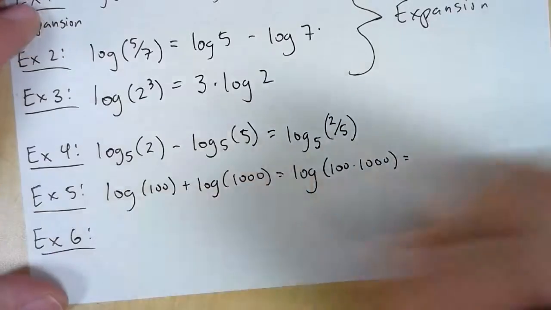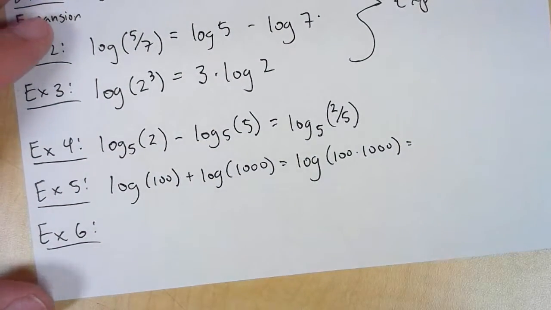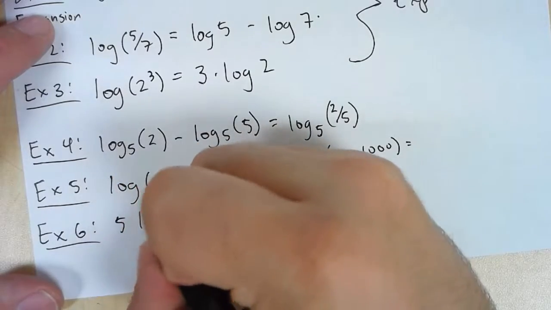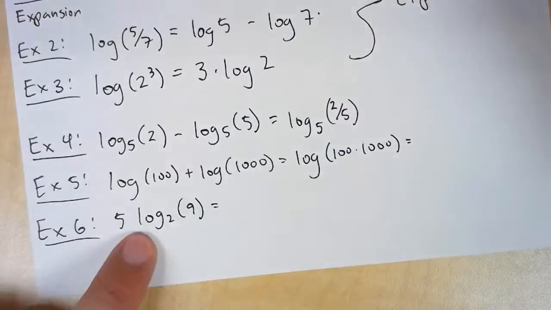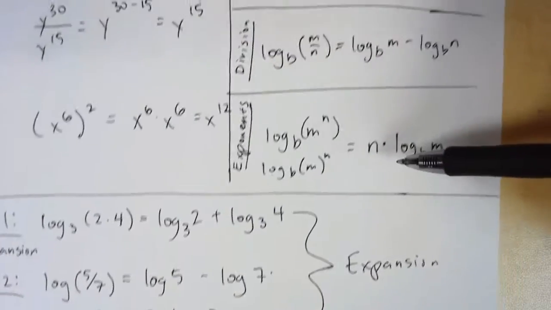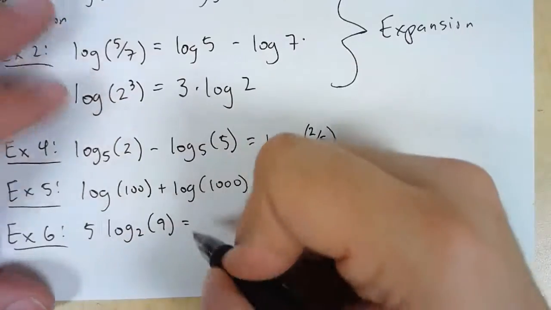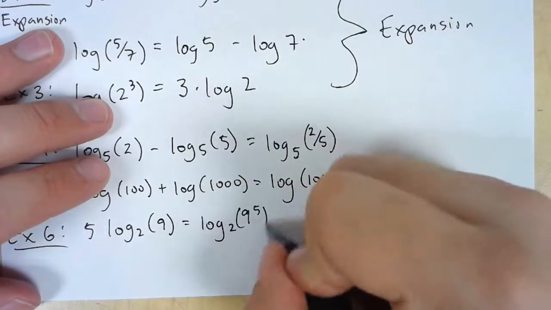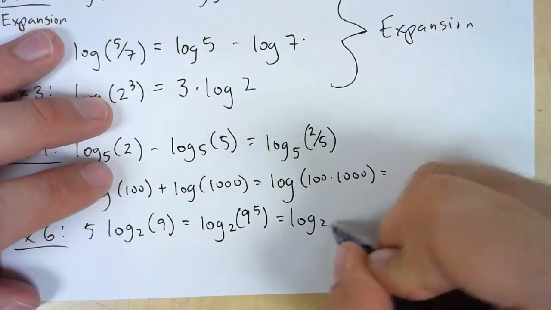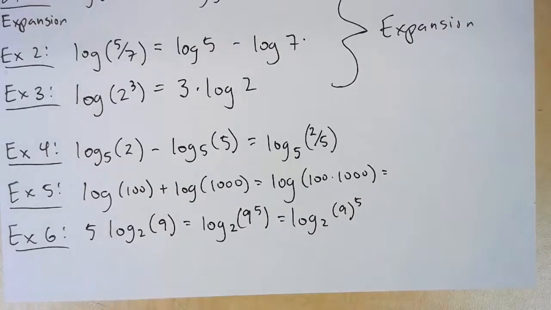So example, the last one, I'll have one challenging one if you want. Example 6 says 5 log base 2 of 9. So we've got a number in the front, which says, I probably should look up here to find the number in the front, which is my exponent rule. So I'm going to have log base 2 of 9 to the 5th, and you can write it with parentheses on the inside, or log base 2 of 9 all to the 5th power. Either of those is considered acceptable.